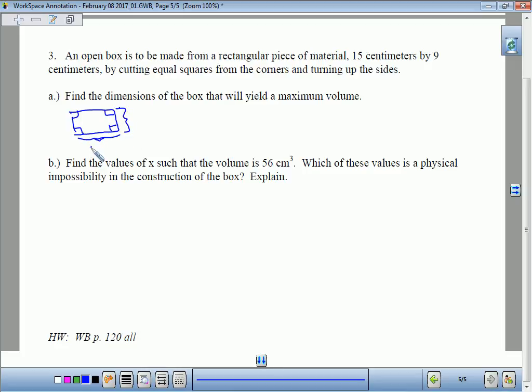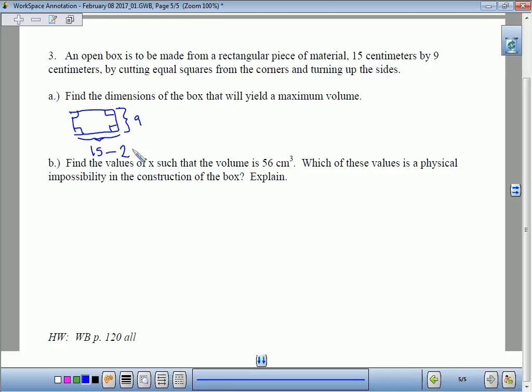All right, so we know that all the way across is 15 and all the way across here is 9, but when we create the box, do we still cut out like 3 by 3? Well, we don't know. And when we don't know, what do we use? X. So what are we cutting out? X.